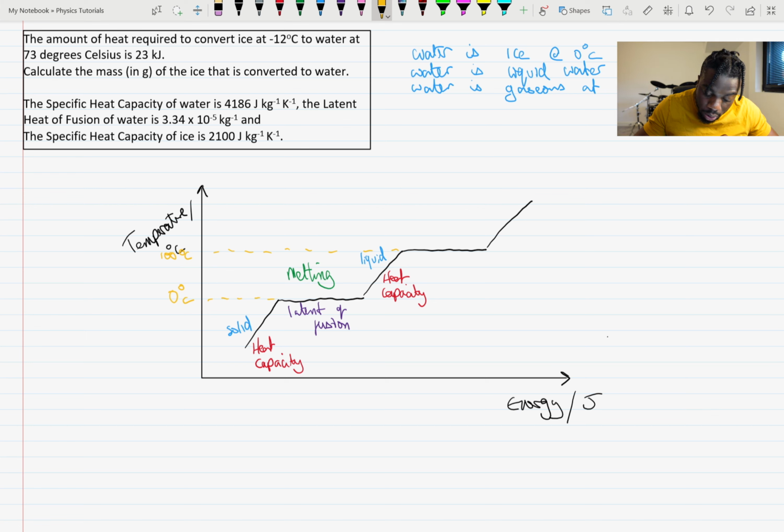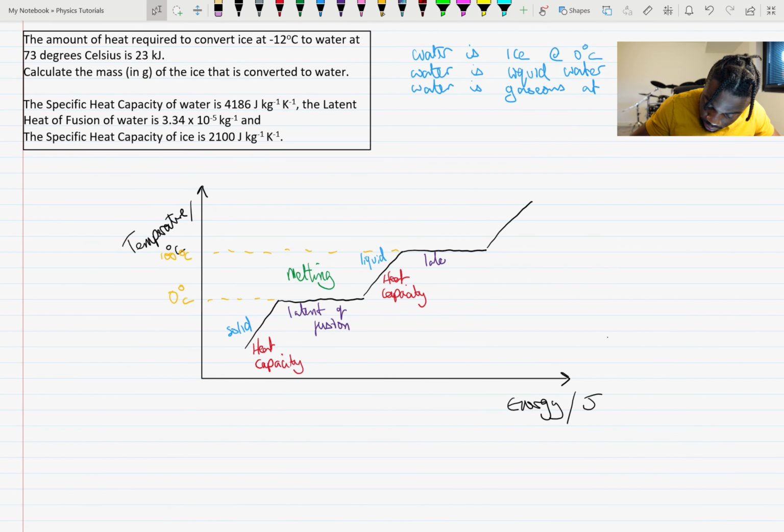Okay, so I've heated a liquid up until its boiling point, and this is where we get latent heat of evaporation. The amount of energy required to break intermolecular forces in a liquid and allow it to change state from a liquid to a gas. And this is called evaporation.